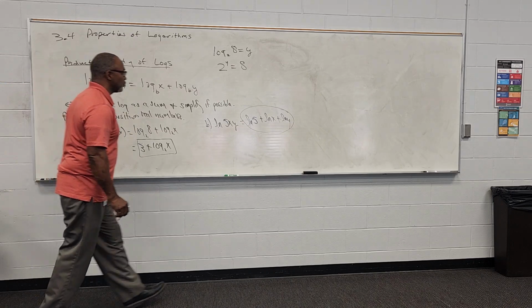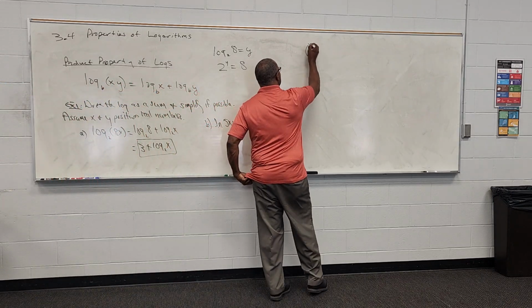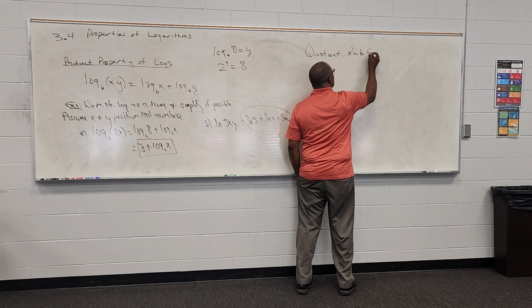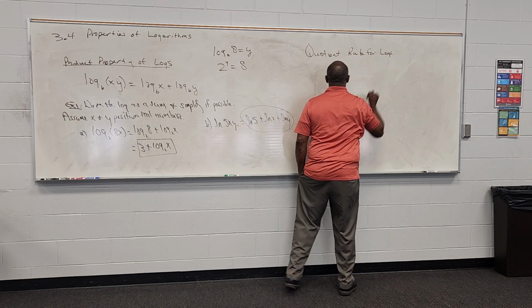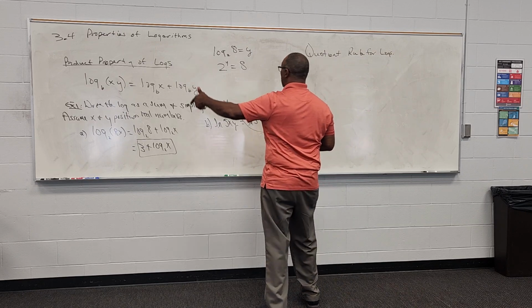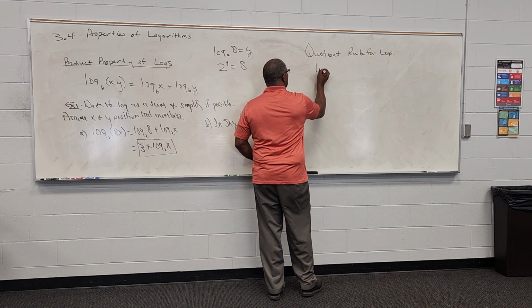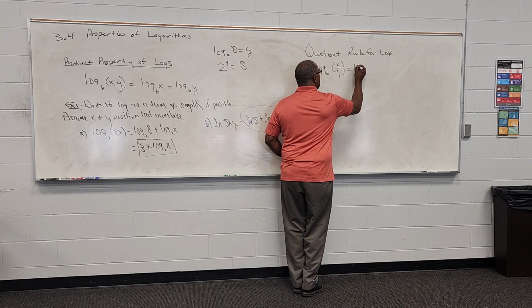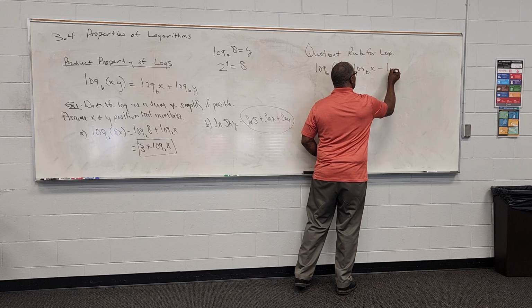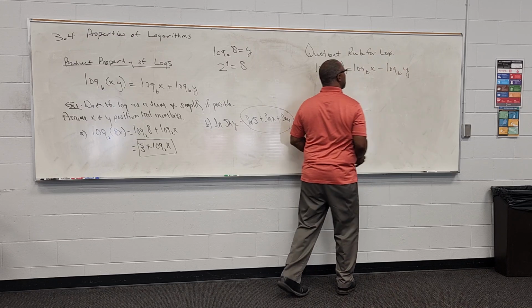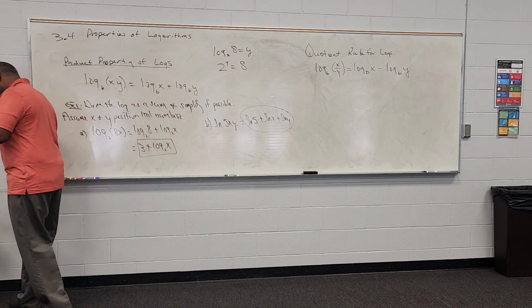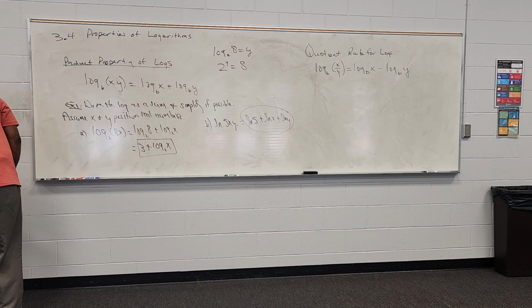Next is the quotient rule for logs. Same assumptions. b, x, and y are all positive. Okay? So the quotient rule for logs says log to the base b of x over y is log to the base b of x minus log to the base b of y. That's the quotient rule for logs. The log of the quotient is the difference of the logs. Okay?